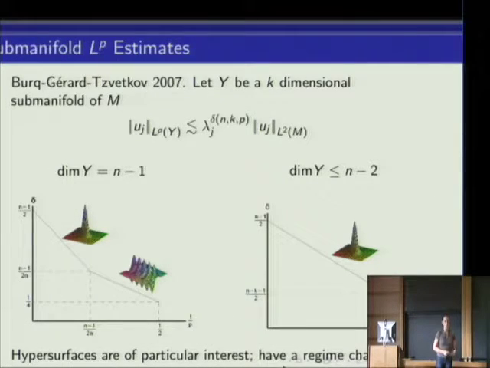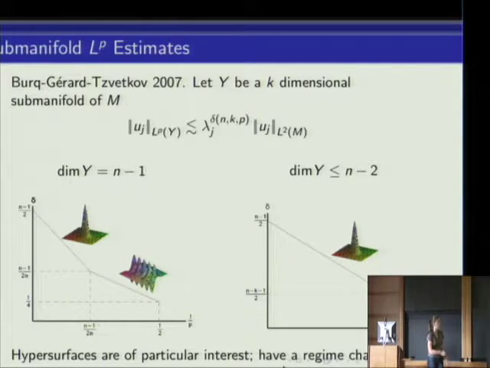So another way we can look at this, and this is what Burq, Gérard and Tzvetkov did in 2007, is take cross sections. So we let Y be a k-dimensional submanifold, and we're going to try and measure the LP norm restricted to Y and get some kind of similar form of the estimate. And these are the estimates they obtained. So firstly, there's a difference when you're looking at hypersurfaces and lower dimensional submanifolds. Lower dimensional submanifolds are actually quite simple. You only have the point-like concentration as the sharp estimates, and there's no kink to discover.